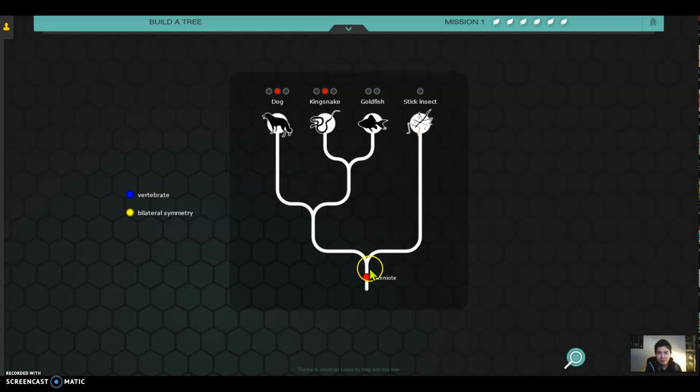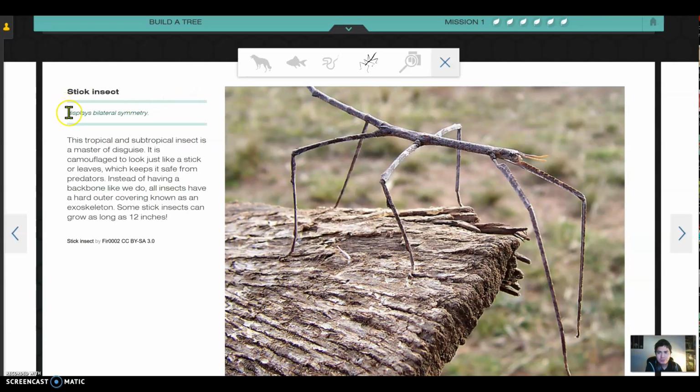All right, so again, you could go ahead and guess, but what I suggest is this. Click on the stick insect. Take note of the amniote, vertebrae, and bilateral symmetry. Which one does the stick insect share with the rest? And you'll see it right here. It displays bilateral symmetry.